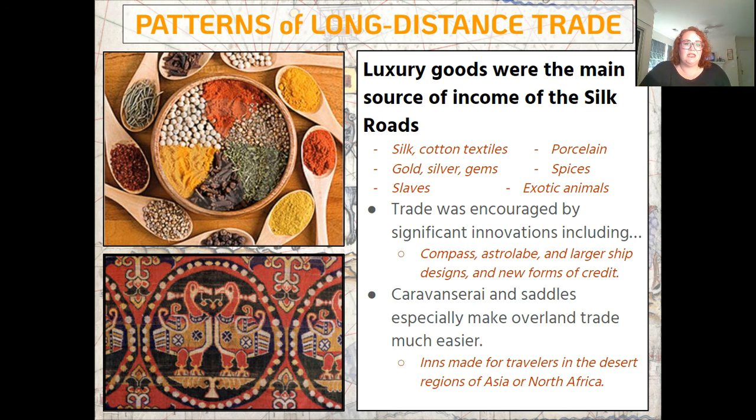These were basically institutions where you could give your money and they would hold on to it. And then you could also open up lines of credit. So you could open up credit in Egypt and be able to use that credit even in China.